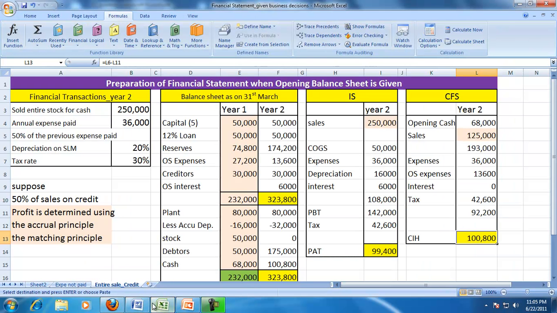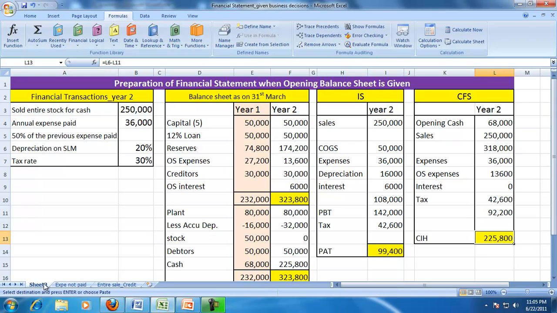To do that, we will go back to our previous financial statement that we prepared. In the previous one we saw there was an opening balance sheet given to us. There were transactions. We prepared the income statement, cash flow statement and the balance sheet. So when we saw that the profit was 99,000 and the cash in hand is 225,800.